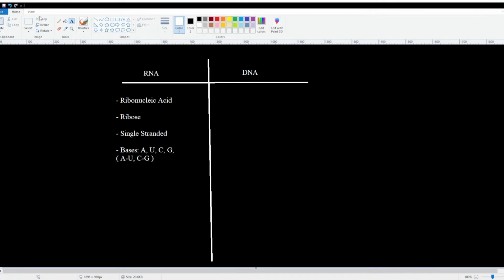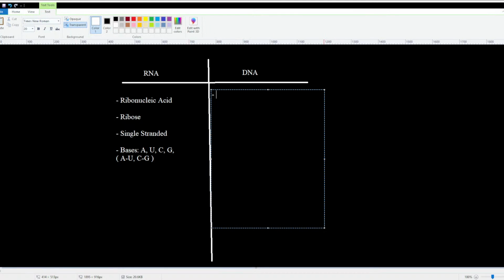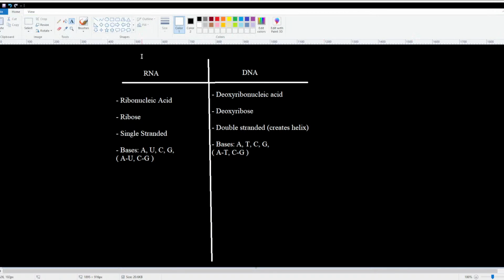So let's look at DNA then. What is DNA? Well, DNA is, of course, deoxyribonucleic acid, which consists of deoxyribose, is double-stranded, creates a helix, and the bases are A, T, C, and G, in which the base pairing rules are A pairs with T and C pairs with G. So what is the difference between these two?